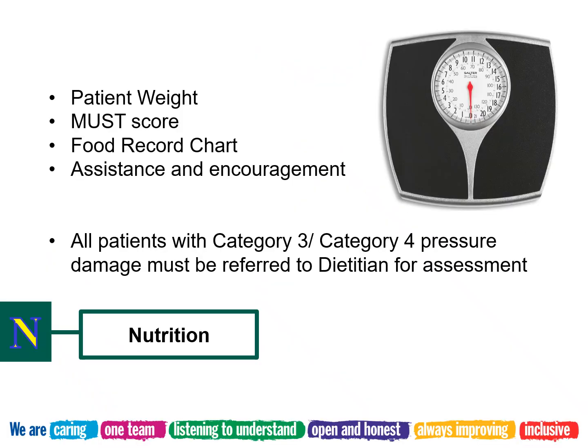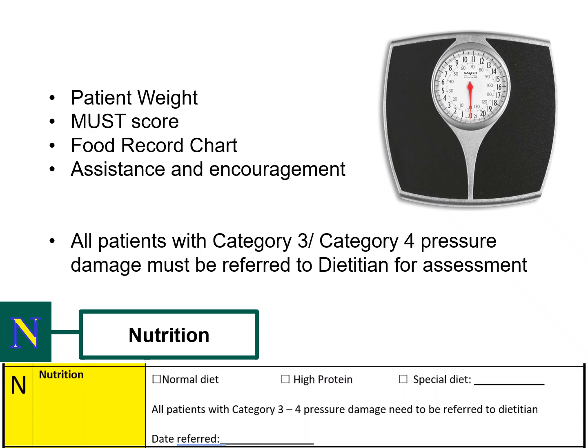The N for nutrition. The provision of nutrition and hydration is a fundamental aspect of care. While poor nutritional intake does not notably increase an individual's risk of pressure ulceration, optimal nutritional intake is of paramount importance for healing of any damage acquired. All patients with Category 3 and 4 pressure damage must be referred to the dietitian to ensure a specialist assessment of intake and their requirements is carried out. The N on the skin bundle plan of care affords the space to document any special dietary requirements and if a dietetic referral has been submitted.